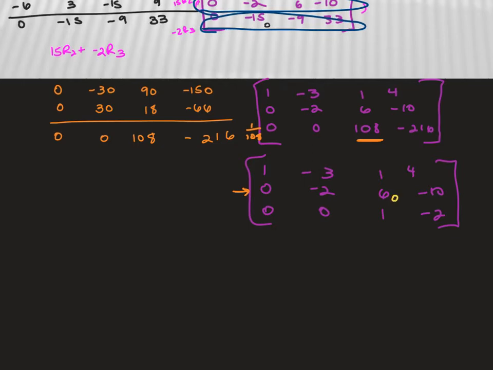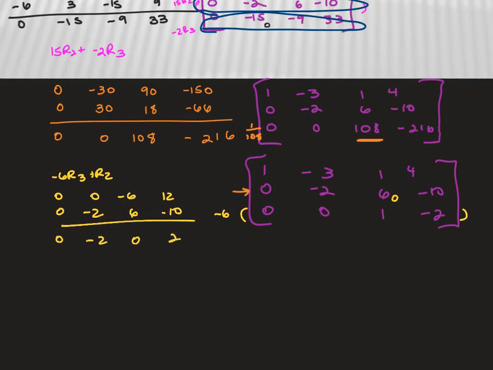I want a 0 here. I cannot combine it with row 1, otherwise I lose the first 0. So that means row 3 gets multiplied by negative 6. Negative 6, row 3 plus row 2. And I get 0, 0, negative 6, 12, 0, negative 2, 6, negative 10, 0, negative 2, 0, 2, and that takes the place of row 2.